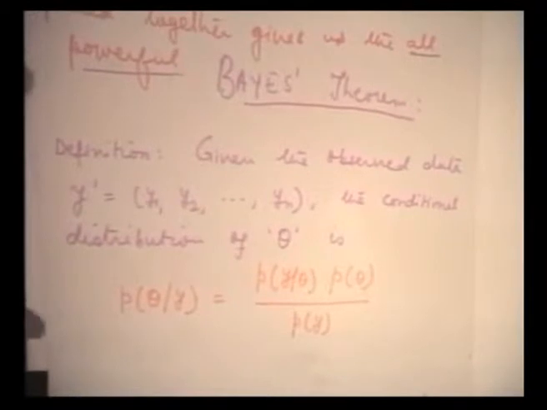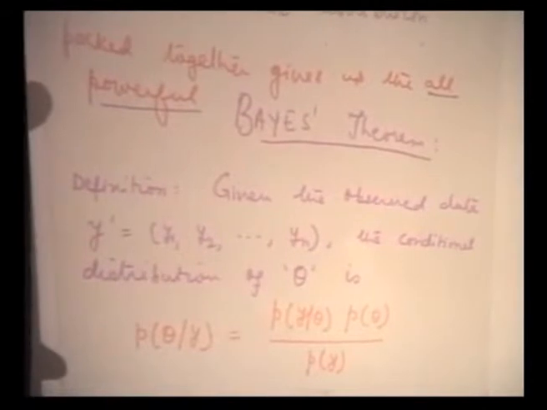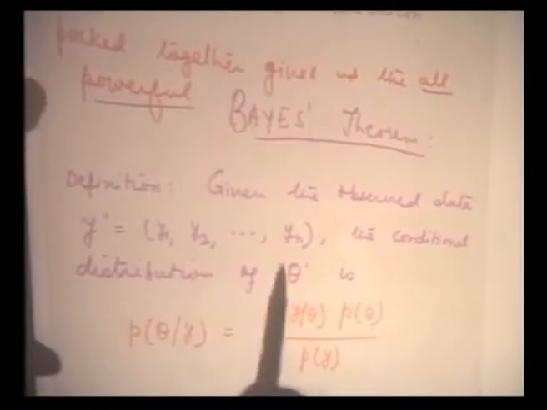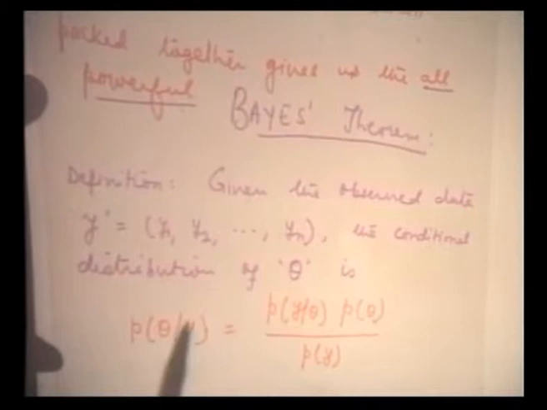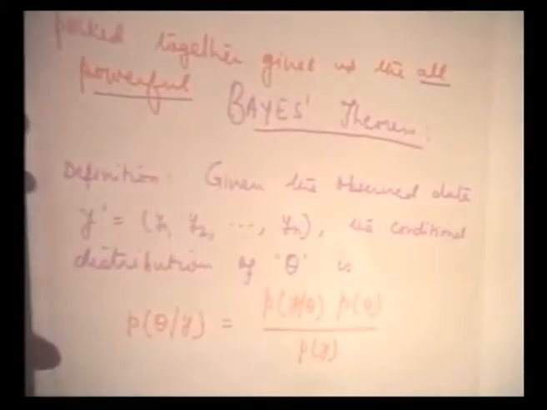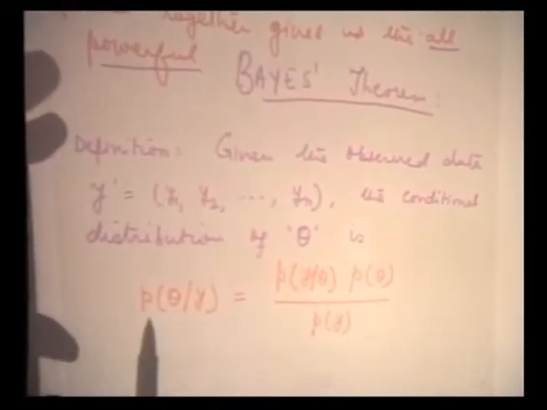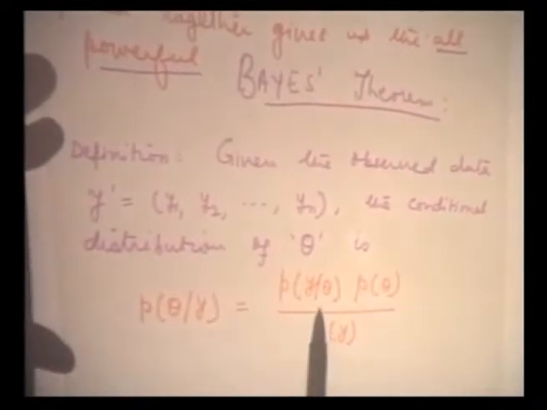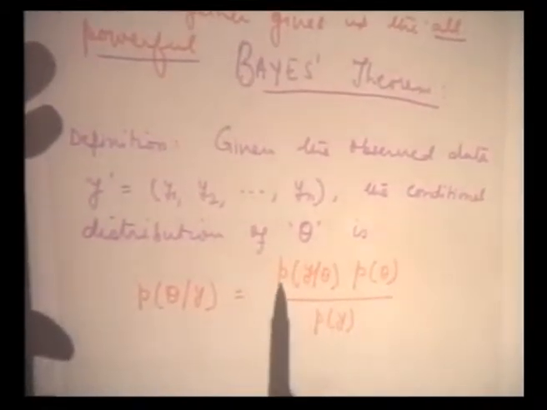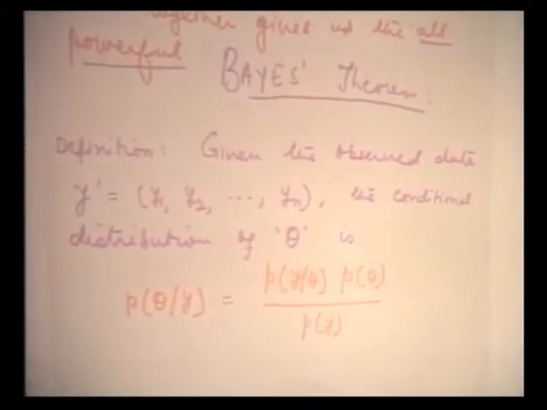Again, it's just repeating that, but let me give a definition. Given the observed data, you have n observations, and the conditional distribution of the parameter theta, in a very simple situation with only one unknown parameter, is given by p(theta given y) equals p(y given theta) times p(theta) over p(y). What is the description of all these terms? I will go over this.